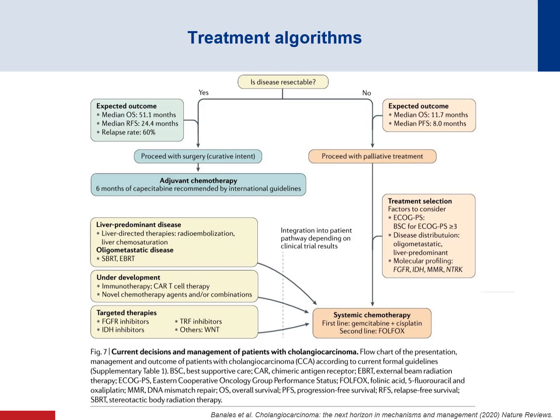So let's say the patient has undergone the surgery and he will need adjuvant chemotherapy, which consists of 6 months of capecitabine, whereas in case the patient's tumor is not resectable, then the first-line systemic chemotherapy consists of the combination of gemcitabine and cisplatin, and the second-line chemotherapy is still FOLFOX.